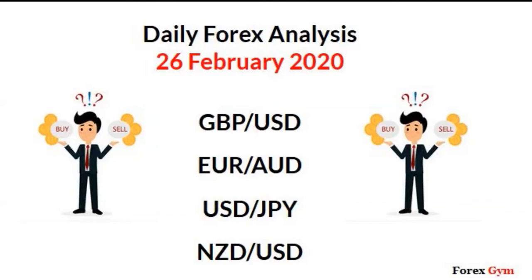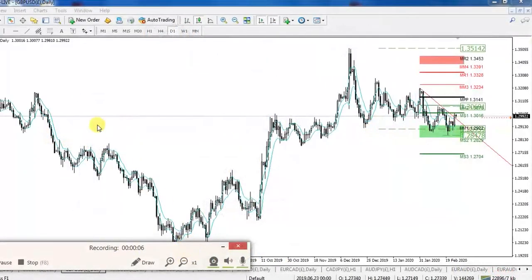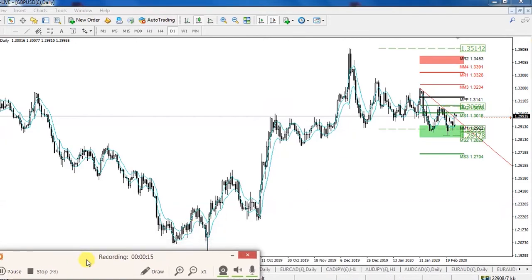So we're going to jump off the screen and we're going to start with pound against US dollar. Okay, and we are starting with the cable. This is a daily chart, and as you can see, this daily trend line has been broken.